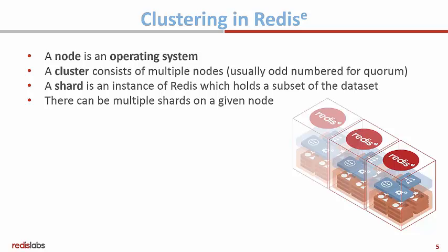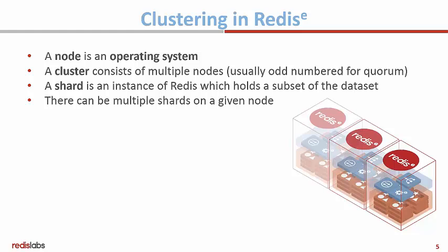So a cluster consists of multiple nodes, multiple operating systems, and you usually have an odd number of nodes in your cluster, and that's for network partitioning. In the case of a network split or a partition, you want to have an odd number so that you have a majority of the cluster who can survive and basically continue on going by nominating a master node.